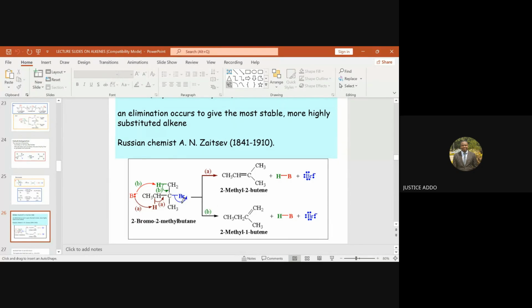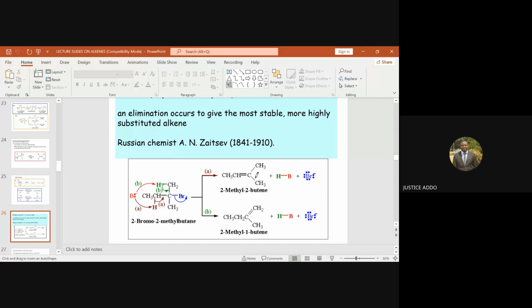Then when the bromine is removed with the other adjacent hydrogen, because there are 2 different adjacent hydrogens, and one of them can be removed with the bromine. So if it is the one labeled green, then it is this one that is forming. If it goes with this hydrogen here, labeled A, then it is this alkene that is forming. Now, this elimination is governed by Zaitsev's rule. So the question is, which of these 2 alkenes will be formed or will be prioritized? And of course, it is the first one, the top here.